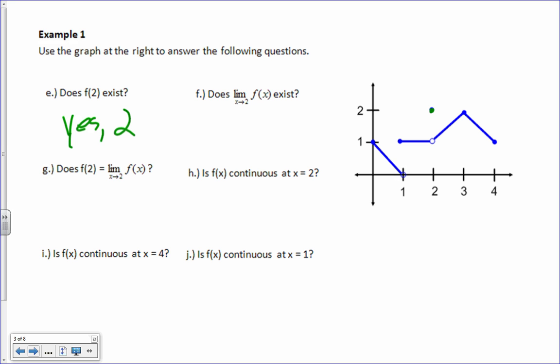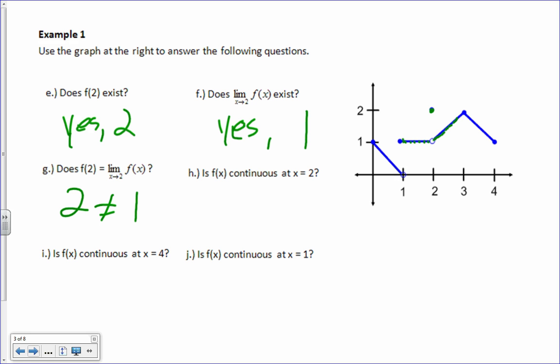Now remember, for limits, it has to come from both directions when it's in the middle, right? So choose something from the right. It's going to what value? It's going to 1. How about from the left? It's going to 1. So does it exist? Yes, because it's going to the same value both ways, right? And what is it? It is 1. Does f of 2 equal the limit as x approaches 2? No, because 2 does not equal 1. So seeing this as an interior point, we would ask, is f of x continuous at x equals 2?